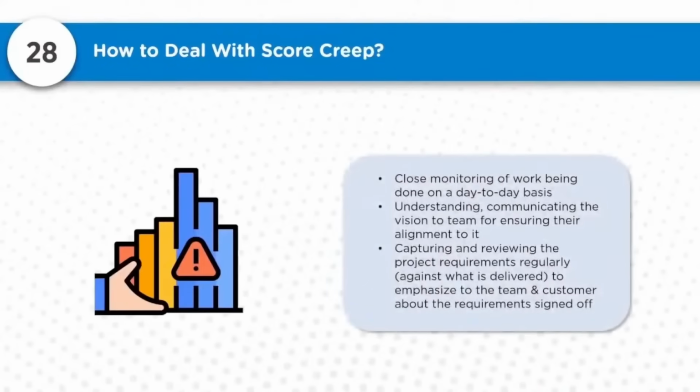So to avoid scope creep, to deal with it, one has to ensure close monitoring of the work being done on a day-to-day basis, because scope creep can happen through team members. Team members are influenced by the customer, and because of that it may happen. So understand and communicate the vision to the team to ensure alignment, so that the team is very sensitive about the changes that are happening.